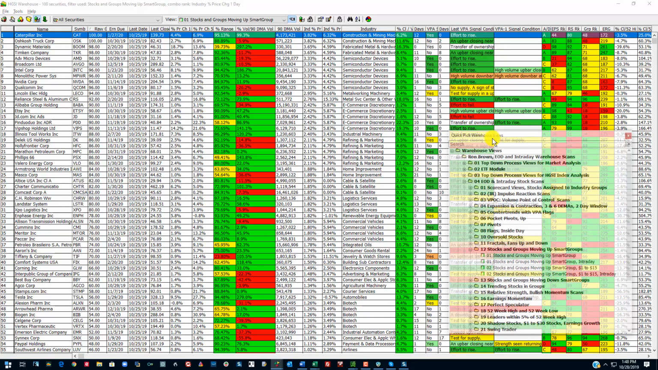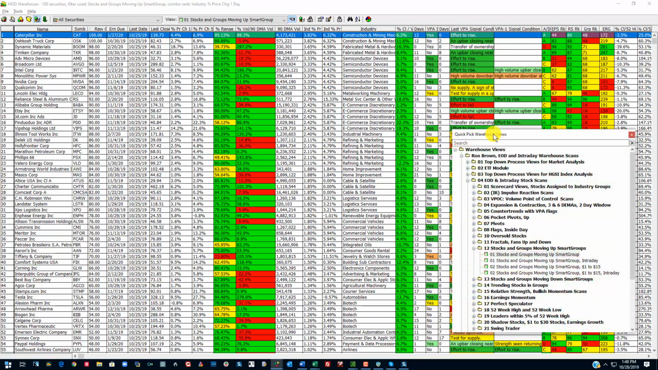And the way I set it up, or the reason I set it up that way, is I wanted to see the strongest groups from the current day. The current day if you're doing your downloading at night, or the prior day if you download in the morning.